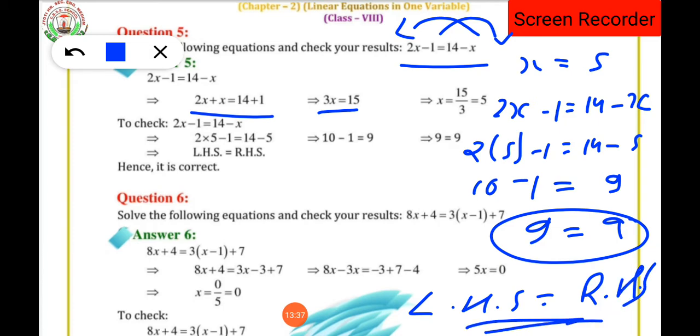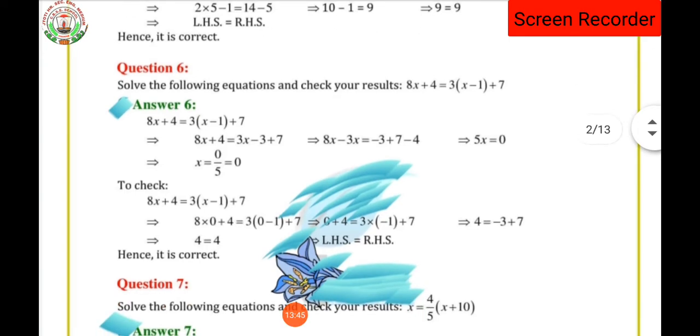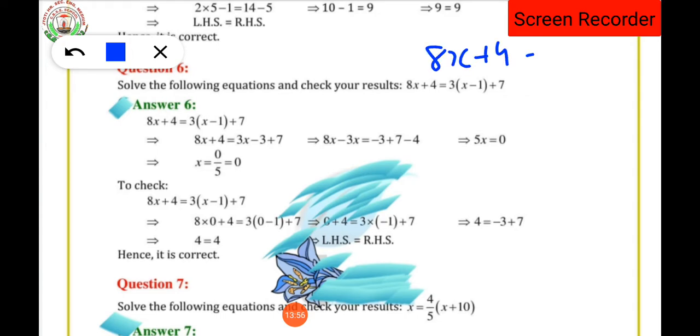Clear? Then the next question, sixth part. In the sixth part, what is said here? Solve and check. Again solve and check, here a bracket is given. So dear student, for that first we have to solve the bracket part. So what is the equation we are having? 8x plus 4 is equals to 3 into x minus 1 plus 7. This is the equation we are having.